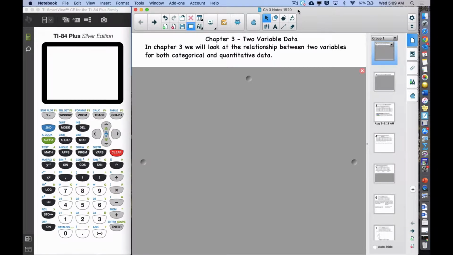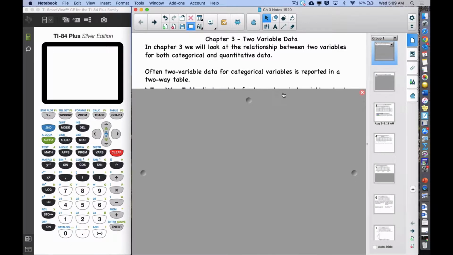All right, so in chapter 3, we kind of switched gears back to data. In chapter 1, we looked at data with one variable, both categorical and quantitative. Chapter 3 is now looking at two variables at the same time. Eventually, we'll do it both for categorical and quantitative. This video is going to focus mostly on categorical data.